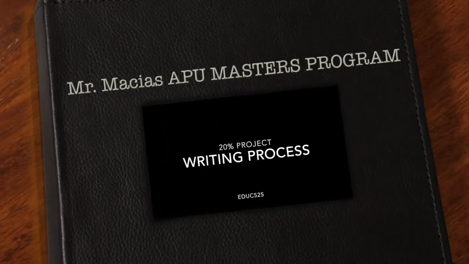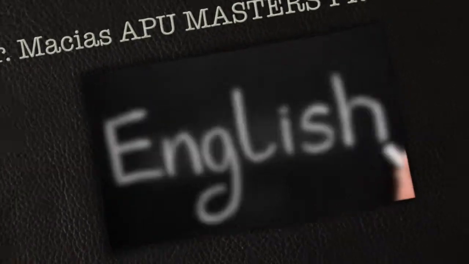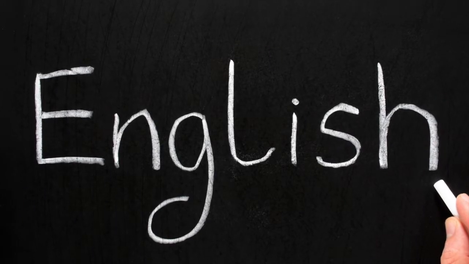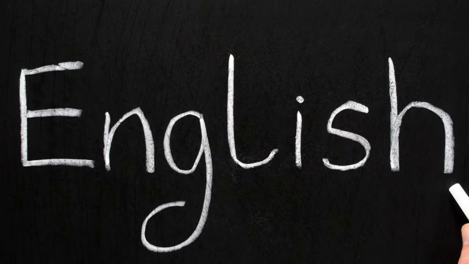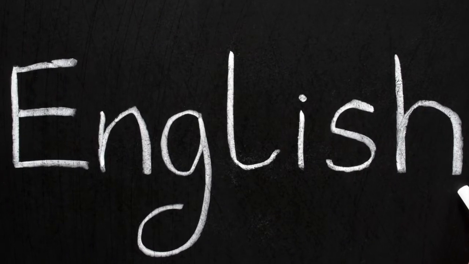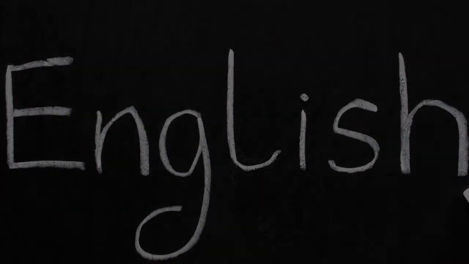Welcome to my Writing Process 20% project. This is for English class, grade level 9 through 12, primarily 9th grade. In your 9th grade class, you will be doing writing prompts.